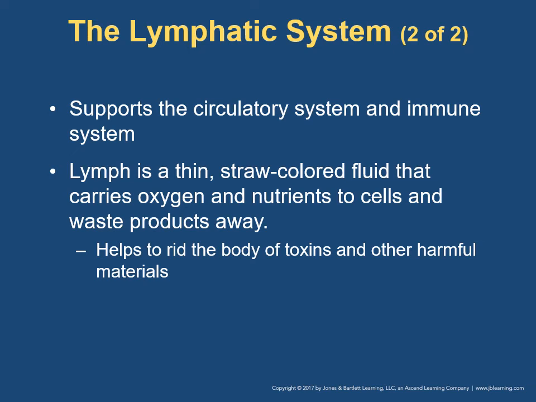Make sure you know that lymph is a thin, straw-colored fluid. So lymph vessels form a network throughout the body that serves as an auxiliary to the circulatory system. It relies on muscle contractions and movements of the body for lymph to flow. Lymph nodes are tiny oval-shaped structures that filter the lymph. This helps to rid the body of toxins and other harmful materials.